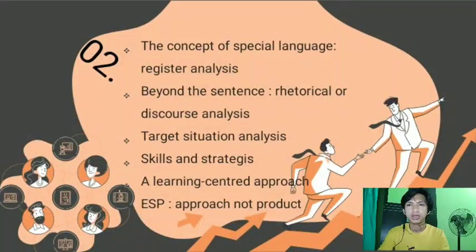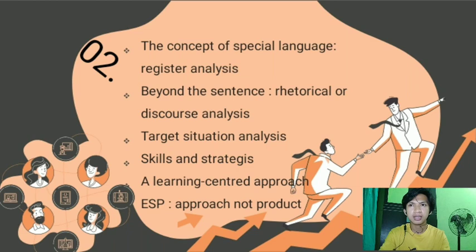Chapter 2. The development of ESP. There are some points in this chapter. Well, there are 5 things that influence ESP development, namely, first, spatial language concept or register analysis. ESP here is to identify the grammatical and lexical features of the register where the teaching materials are used, then take the linguistic characteristics as syllabus.